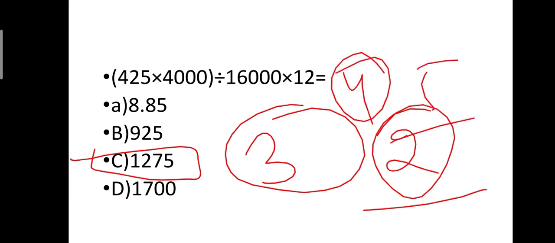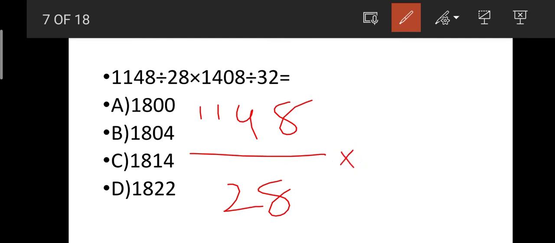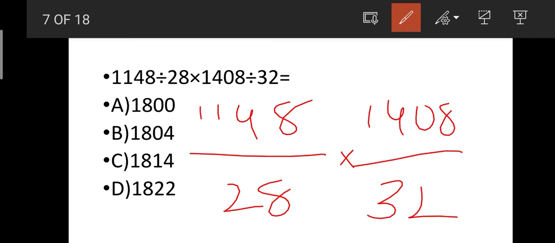Okay friends, now we will be moving to our next question. See friends, this is also a simple question. 1148 divided by 28 into 1408 divided by 32. Should we go for a long process? Taking it again, we would be writing on our paper 1148 divided by 28 into 1408 divided by 32. Then what should be our answer? So it may take much time. Like we would be calculating: it goes in 7 with 4 times, and it goes in 7 with 1 time.